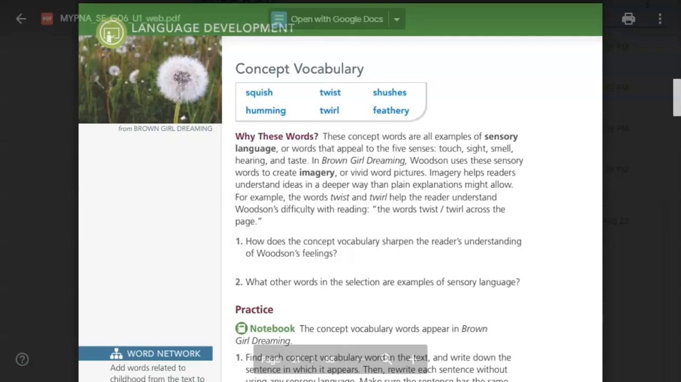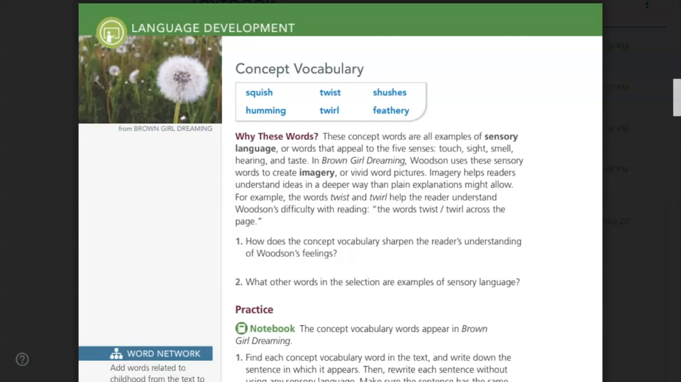Okay, hi, Sixth Teal. I figured this might be easier than me explaining things over and over again to a board that I've drawn on and written on. So I am looking at a couple of pages here. This is the concept vocabulary from the excerpt from Brown Girl Dreaming.